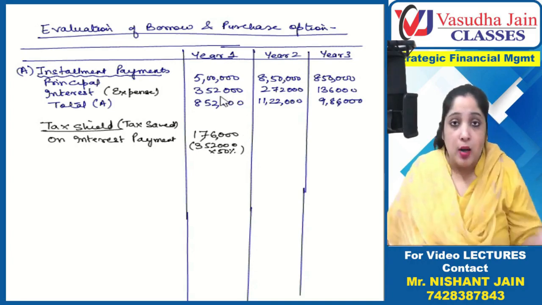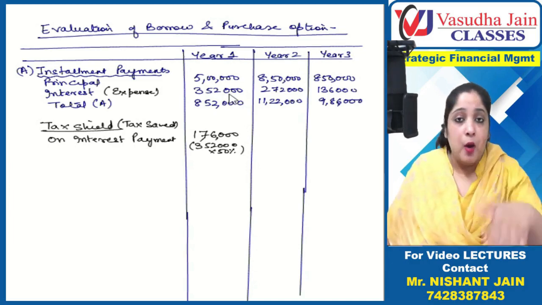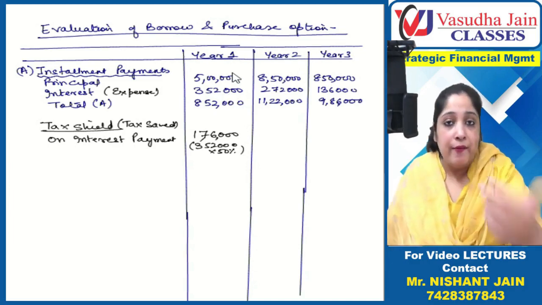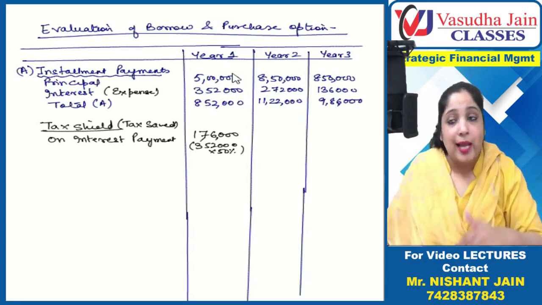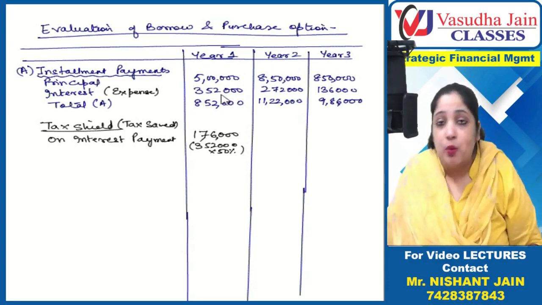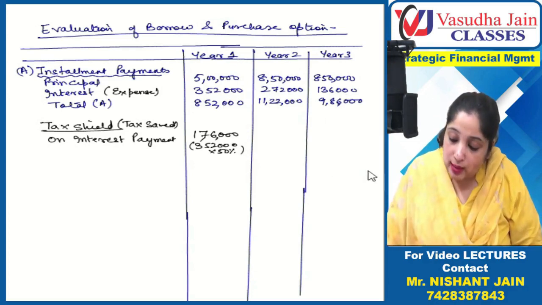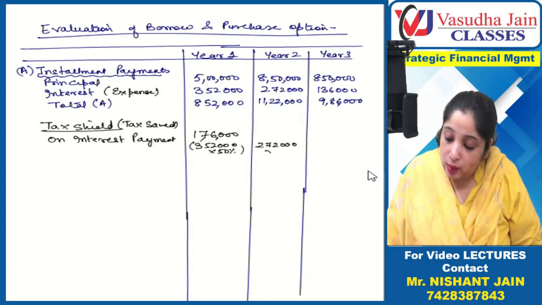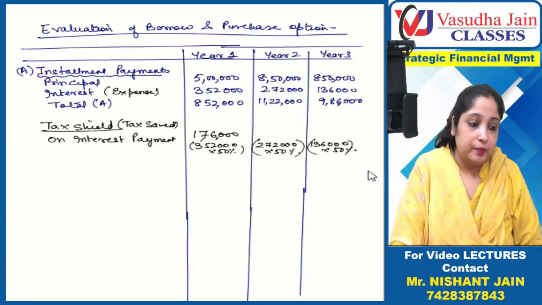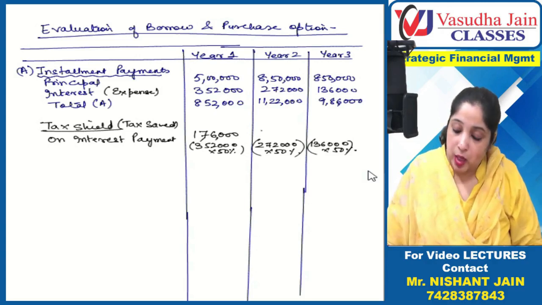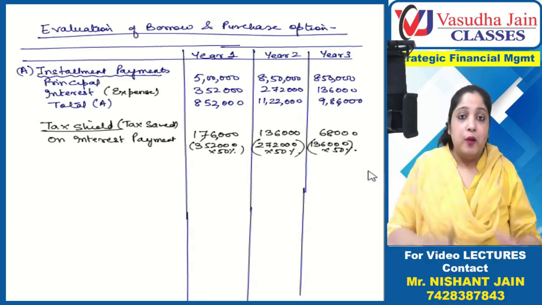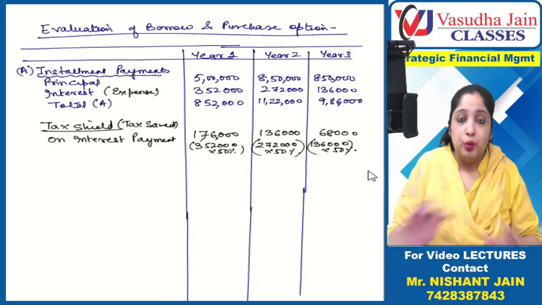If the interest payment was not there, then 3,52,000 profit would be there, and on that I would be paying 50% tax. Now I am able to save the tax because my profit is reduced by this amount. Similarly, I will do it for the second and third year: 2,72,000 into 50%, then 1,36,000 into 50%, which comes to 1,36,000 and 68,000. This is one of the biggest tax savings that we are going to get.